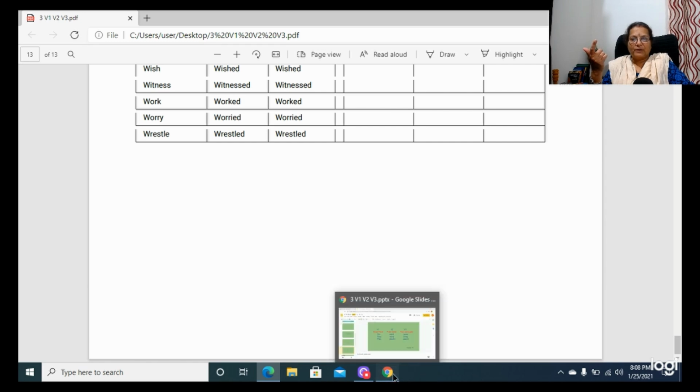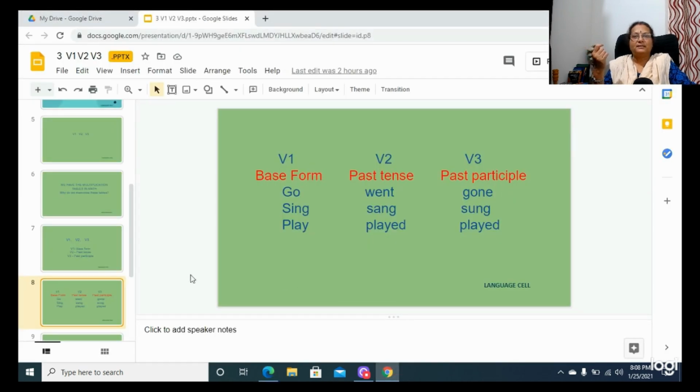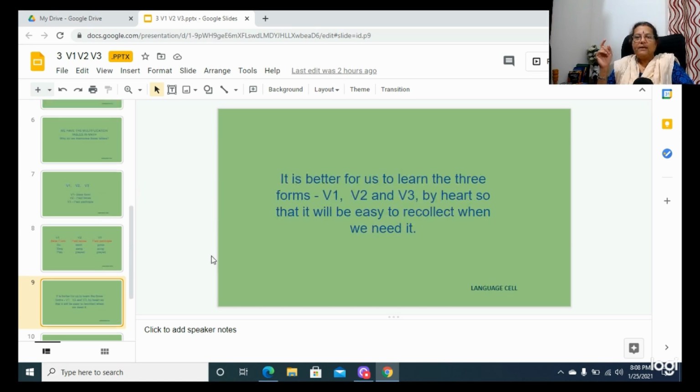Now we'll go back to the other one here. So this, you saw the verbs. Let's go to the next one. It is better for us to learn the three forms V1, V2 and V3 by heart so that it will be easy to recollect when we need it. That's why we need to learn it by heart. I know, telling you to learn like small children, you may not like it. But it's important to learn. We need to know it. Okay?